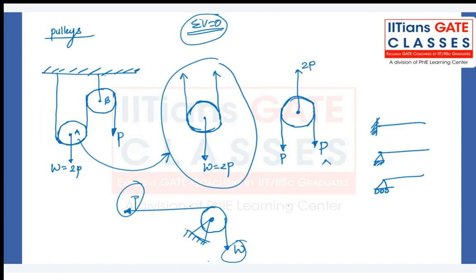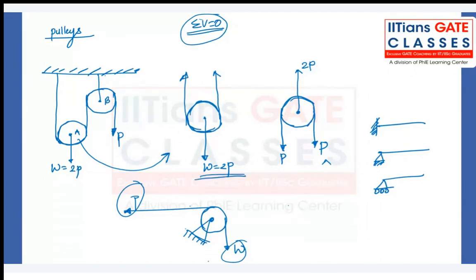Now, the question comes, what should be the value of these forces or these tensions? If the summation of all vertical forces is zero, when this pulley is in equilibrium, that is possible only when, if the downward force is 2P, the upward force also has to be 2P, because 2P minus 2P will become zero. And then only we'll say the body is in equilibrium. So total upward force has to be 2P. And if you see the system, it is very symmetric. So whatever force you have here, you should have the same force here.